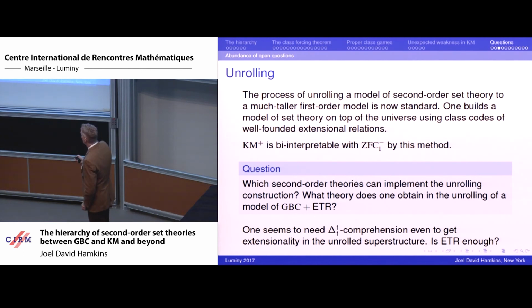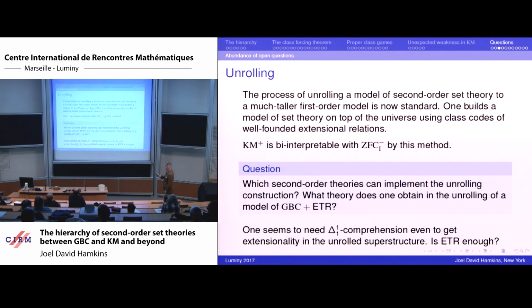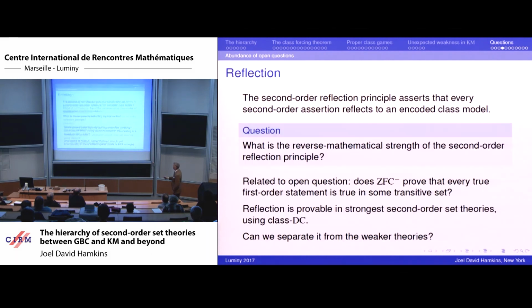So which second-order theories can implement that unrolling construction? It seems like even weak theories can do a lot of it, but to prove that the unrolled structure on top, the sort of universe that you build on top of the universe, has even some basic properties seems to require some strength in the theory. For example, even to get extensionality seems to use some Delta-1-1 comprehension in the base theory. And so we're not clear exactly if you have only ETR. ETR is enough to produce isomorphisms of things that should be isomorphic, which seems relevant to the unrolling construction, but we're just not sure how unrolling works with these weaker theories.